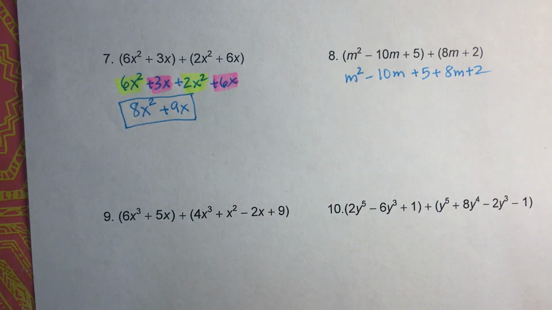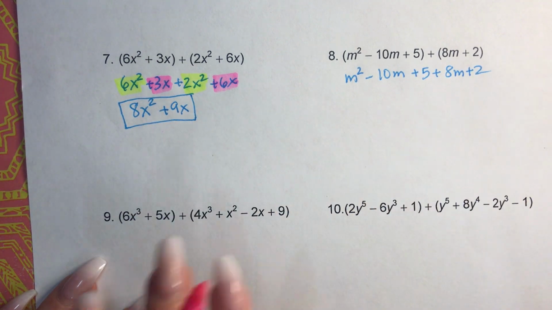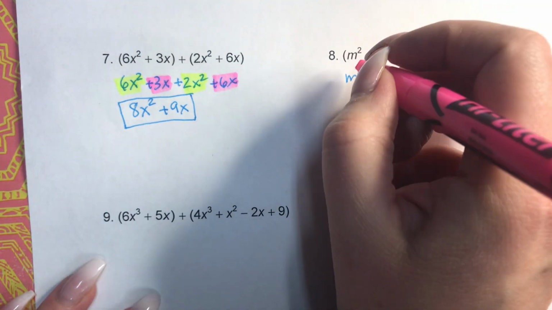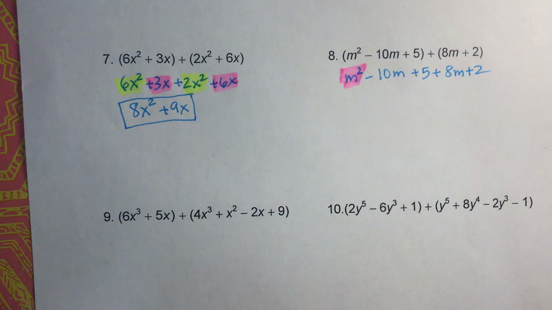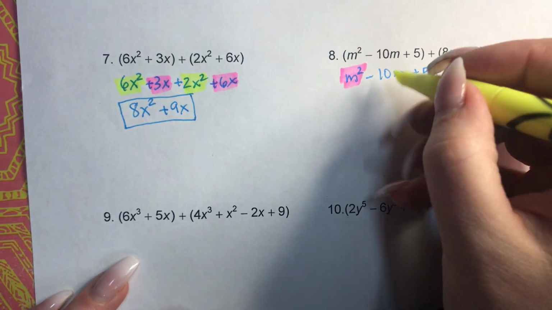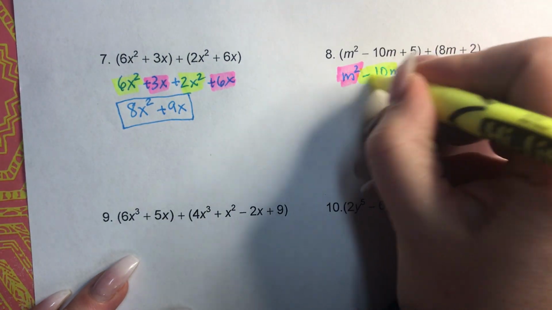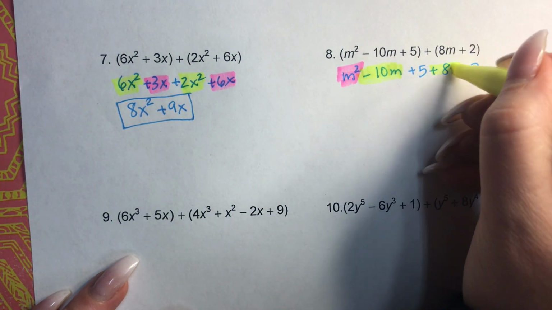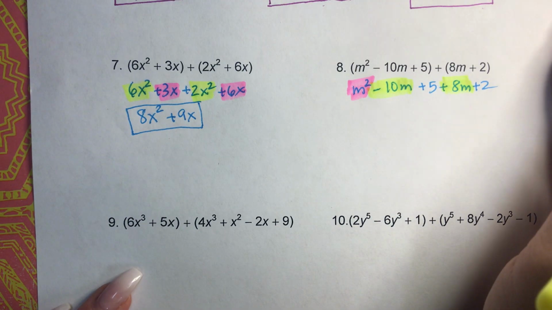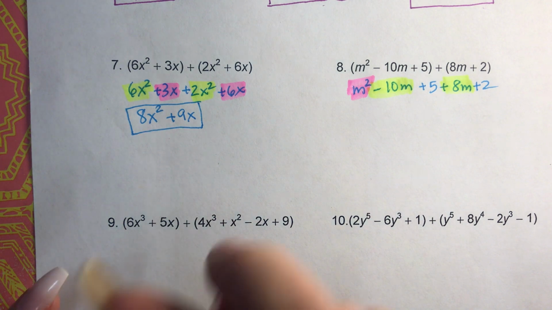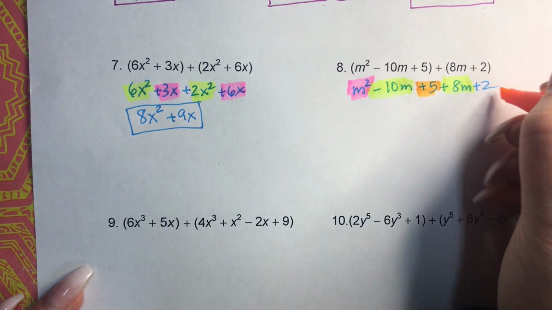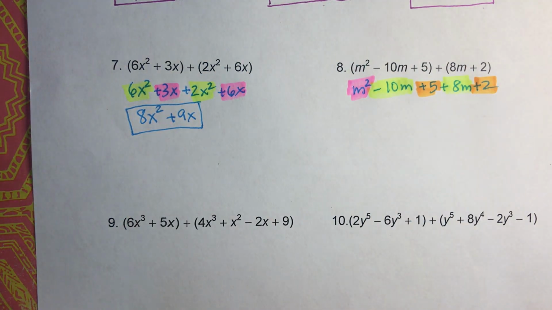And then just combine like terms. So I see the highest degree would be this m squared, and that's really just it by itself. And then I see an m, right? There's a negative 10m, and then there's a positive 8m. And then we just have some constants. We have the 5 and the 2, and they're like terms as well with each other because they're just numbers.